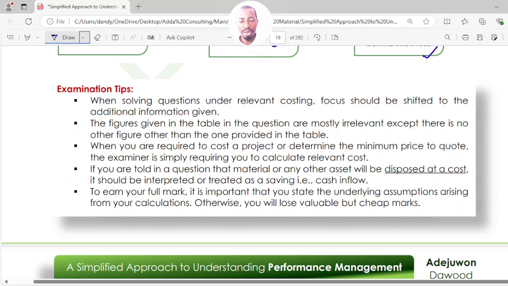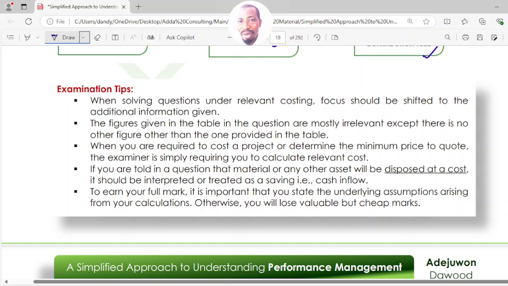Now, the third one you need to take into consideration is that if you are told in a question that material or any other asset will be disposed of at a cost, or the examiner can also say that the material is toxic, all right, then any material disposed of is a saving to the organization. You are the one that will interpret it as a saving, or cash inflow. So it is not a cost. Don't treat it as a cost. It has to be a saving.